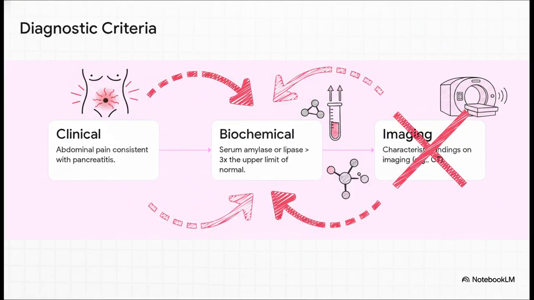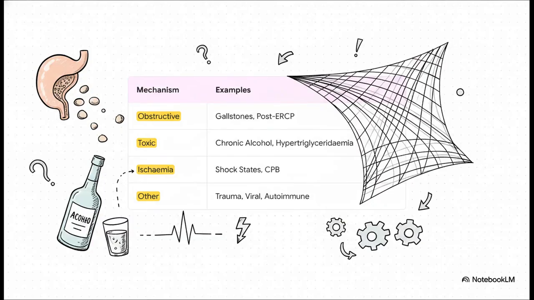And here is a huge clinical pearl. You only need 2 of these 3. A classic story and labs showing lipase or amylase more than 3 times the upper limit of normal, that's enough. And this is so important because it means you don't always need to rush for that CT scan. It saves time, it saves resources, and it avoids zapping the patient with radiation when the diagnosis is already pretty clear.